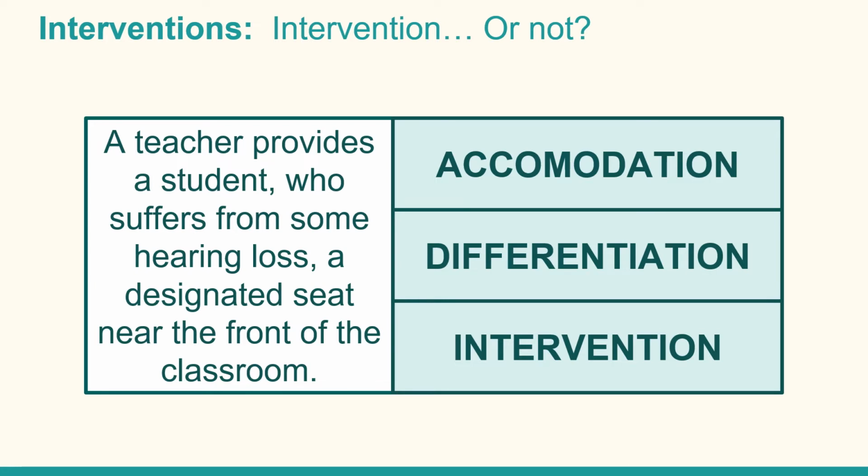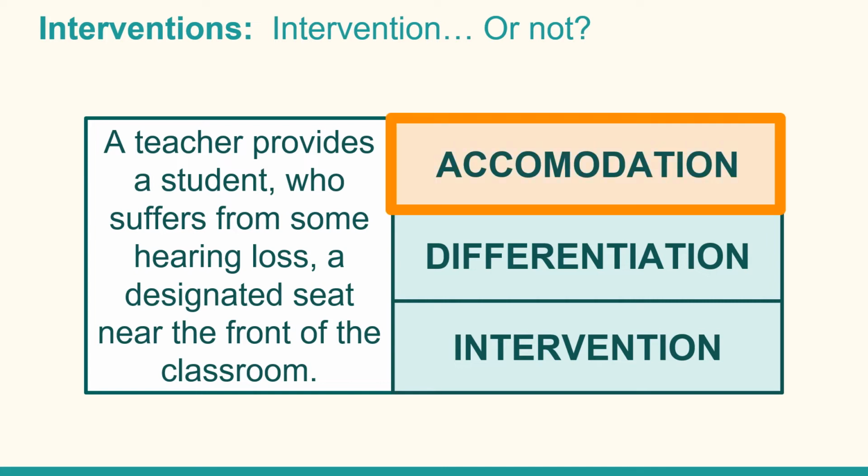The first one: a teacher provides a student who suffers from some hearing loss a designated seat near the front of the classroom. Now pause the video and see if you know which one it is. If you said accommodation, you're right. This is an example of an accommodation because designating a student preferential seating allows access to the Tier 1 curriculum during Tier 1 instructional time.